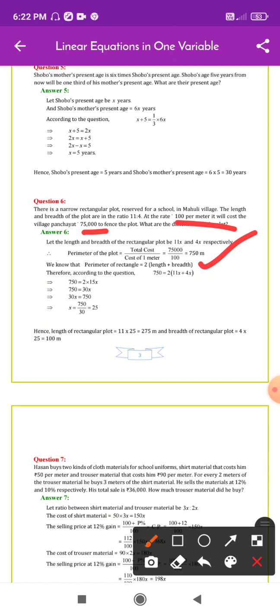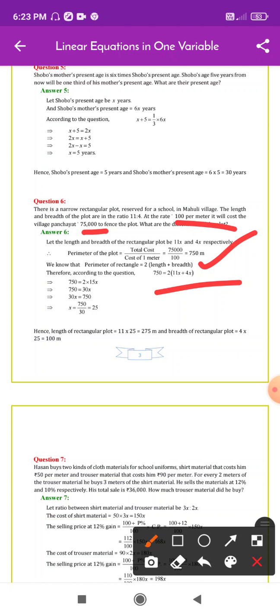Yes, that is 2 into length plus breadth. What you have to do? You know length and breadth. Okay, so for 750, length is 11x and breadth is 4x. So we put the values. The perimeter is 750, which equals 2 into length 11x plus breadth 4x.